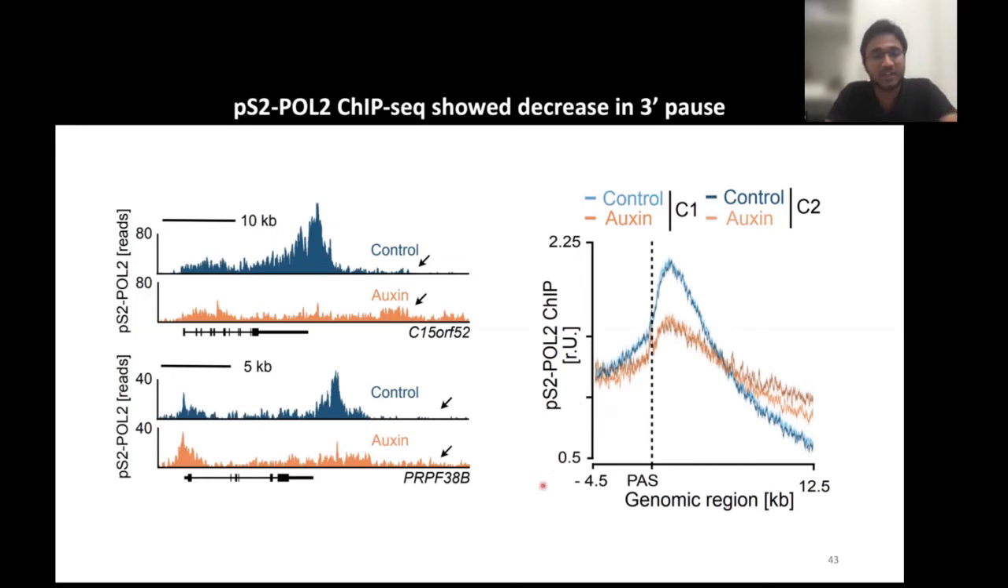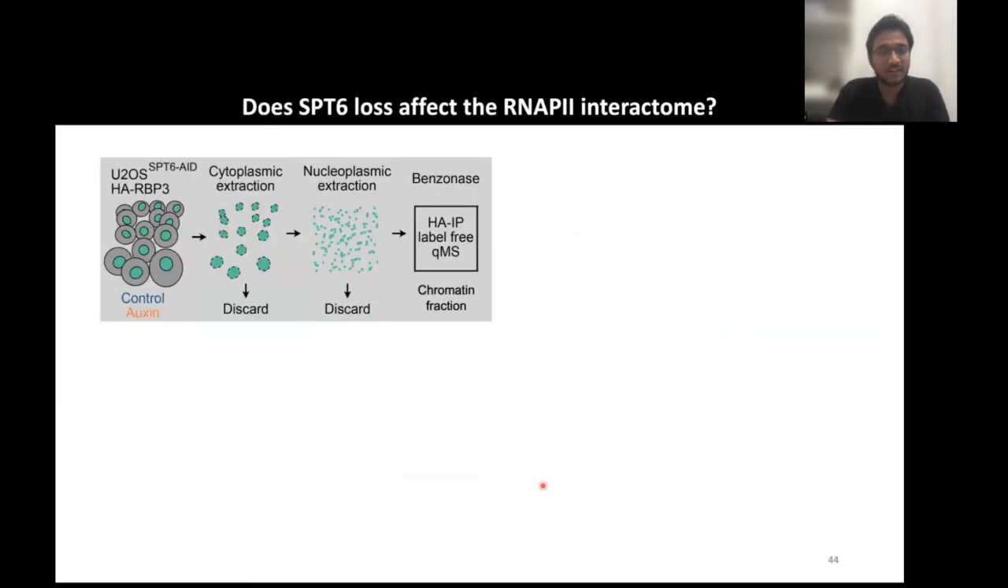Now, because the termination machinery seems to have gotten affected, we thought that the RNA pol2 interactome might have also been affected. To see that, we looked at the RNA pol2 interactome in the presence and absence of SPD6. For that, we overexpressed an HA-tagged RPB3 subunit of the pol2 complex. Then we isolated only the chromatin fraction and did an HA IP followed by mass spec.